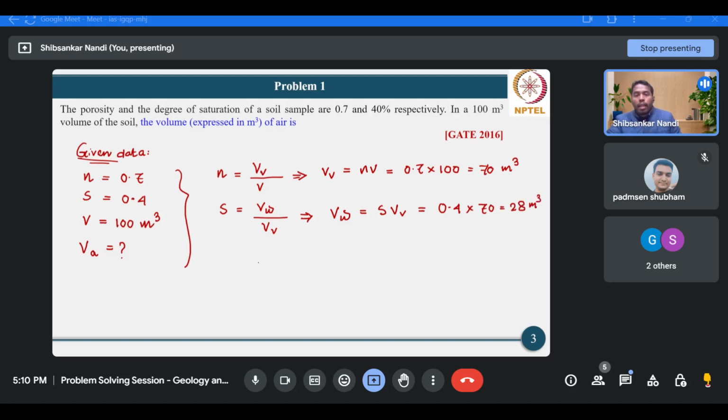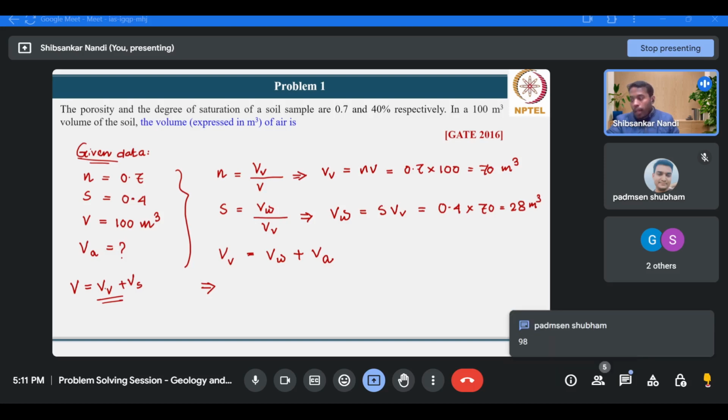Okay, so we have calculated the volume of voids and we have calculated the volume of water. Again, we know that volume of void is basically the summation of volume of water plus volume of air. So from the three-phase relationship, the total volume is basically Vv plus Vs, that means volume of voids plus volume of solids, and in the voids you can have air and water. So volume of voids is basically contributed by volume of water and volume of air both.